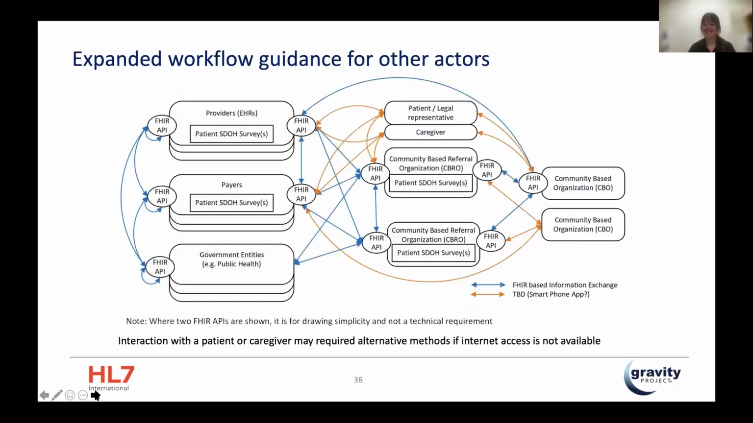These next wireframes are really quite complex. It's just to say these are all the pathways of information exchange the implementation guide is attempting to represent. So whether the information originates from a provider in an EHR, from a payer, or from a public health agency, who is the person who is naming the information, whether it be the patient or a legal representative or a caregiver, how are community-based organizations participating in that information, and what kind of technology do we need in order to enable the exchange. I'm going to go more into the technology bit in a second.